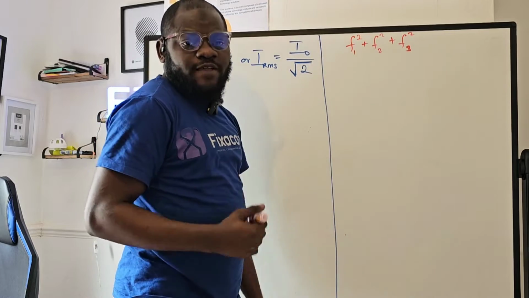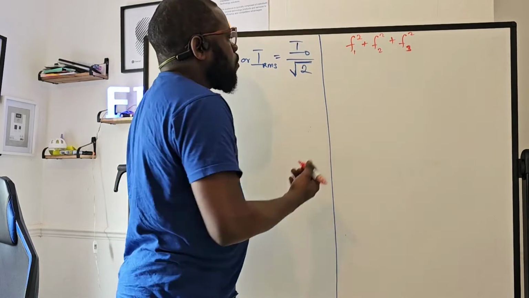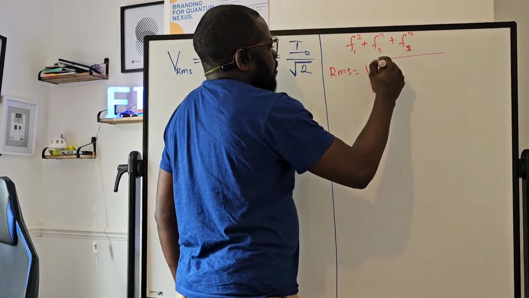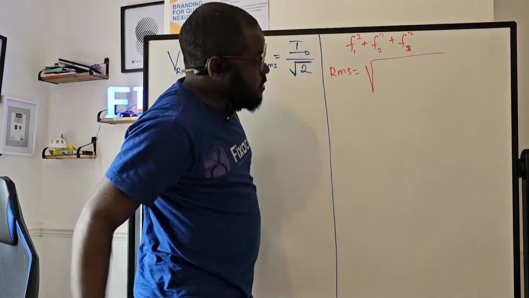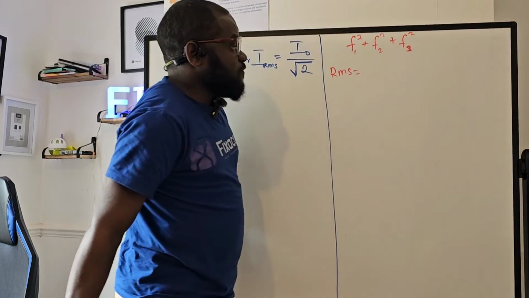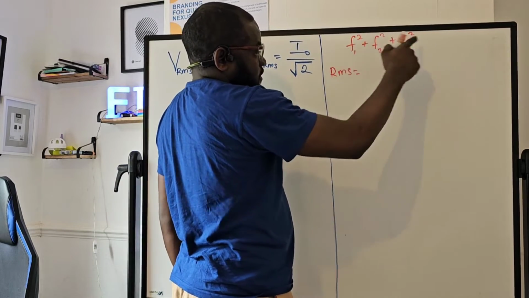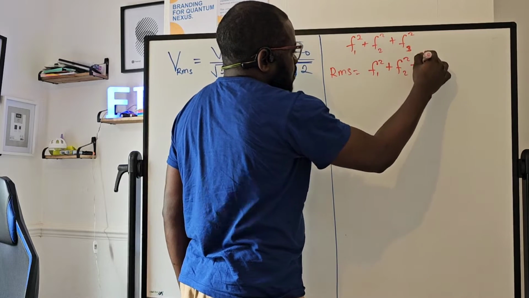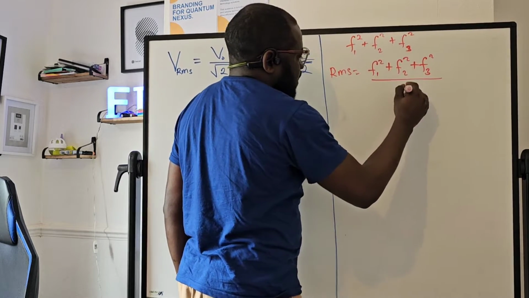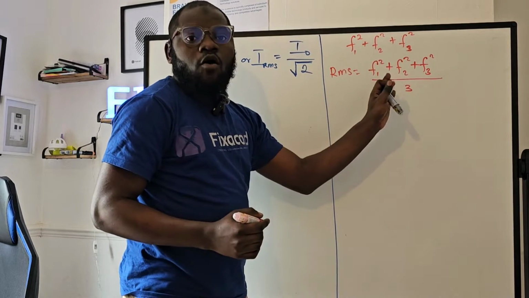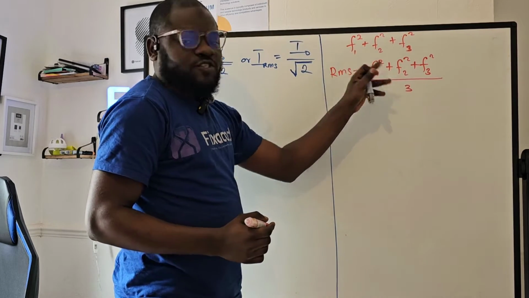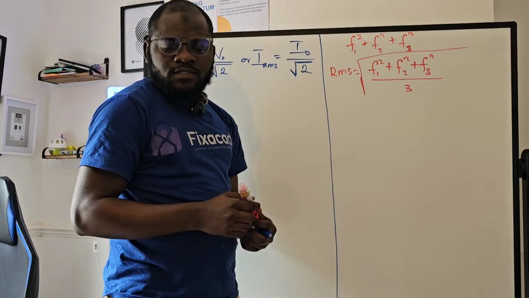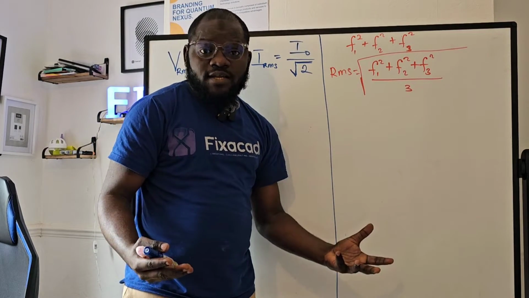So if this is a sum of squares, and somebody says root mean square, what it simply means is that I should find the mean of this sum of squares. That will be f1 squared plus f2 squared plus f3 squared, all divided by 3, right? So that will be the mean of the squares. But if you now say root mean square, it simply means that I take the square root of this. That's what root mean square means literally.